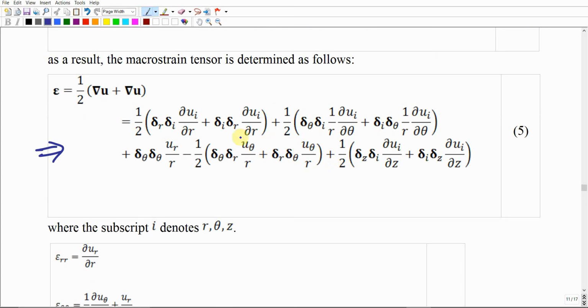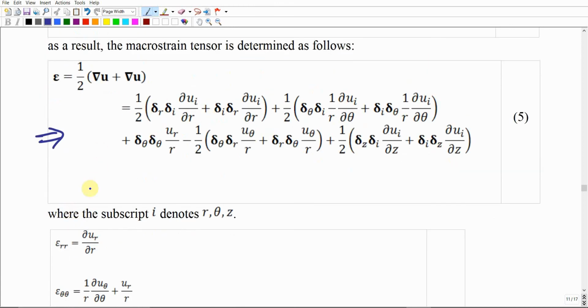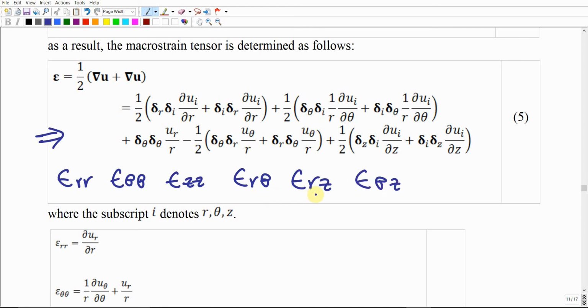If we decided to write this in expanded form, writing all the components, the components of the strain should be epsilon_rr, epsilon_theta theta, epsilon_zz. This is like epsilon_xx, epsilon_yy, epsilon_zz in the rectangular coordinate, but these are in the cylindrical coordinate. Then we're gonna have epsilon_r theta, epsilon_rz, and epsilon_theta z. This is like xy, xz, and yz. So these are the 6 components of the strain. To write them explicitly, we can derive them from this compact expression, as I'm gonna show you.